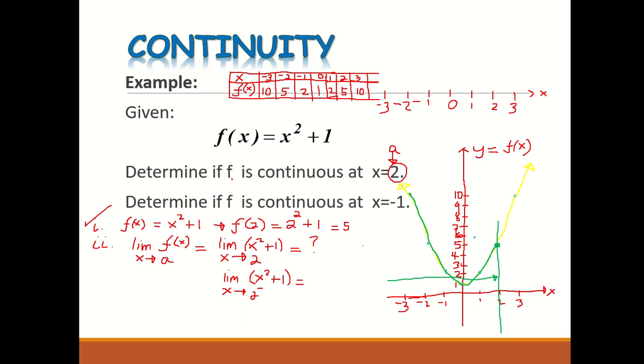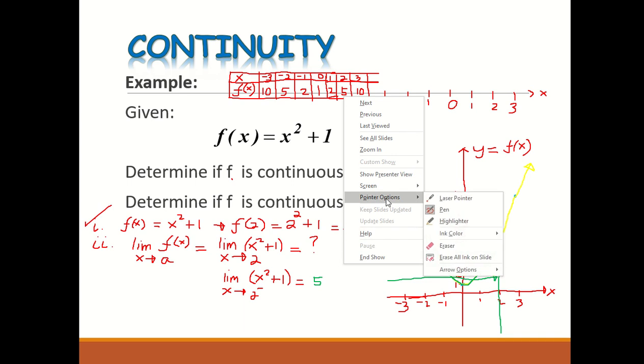So therefore, the limit of the function x squared plus 1 as x approaches 2 from the left. We are tracing the graph from the left towards x equal to 2. So this is our x equal to 2 at this point, and this is the limit. So what is this? If you look at the number, the limit is equal to 5. So therefore, the limit here is equal to 5. Alright?